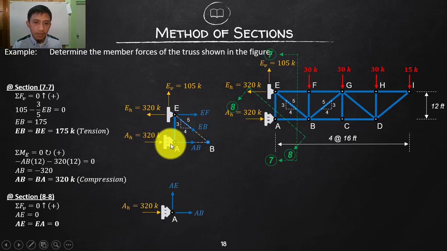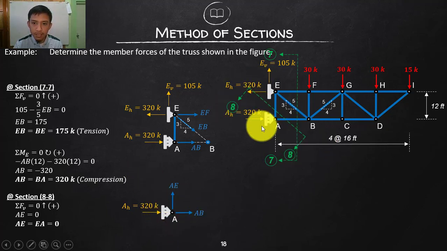So we have counterclockwise AB, which is negative, times the 12 moment arm, and so with 320 times 12, negative, since that is also counterclockwise. Simple algebra, this will give AB to be negative 320, therefore that is a compression. So now we can proceed with section 8.